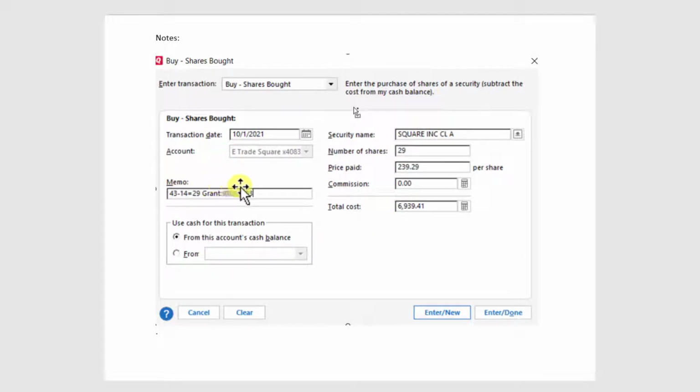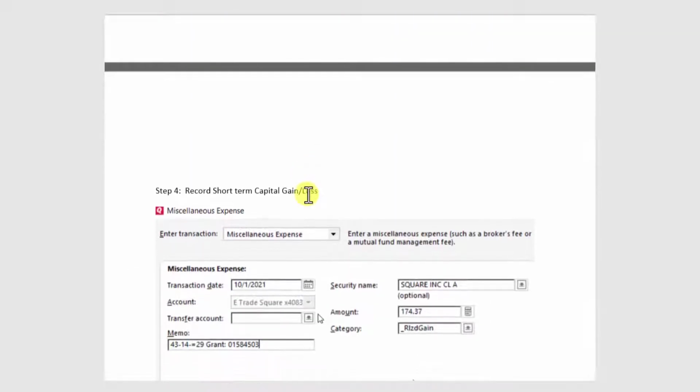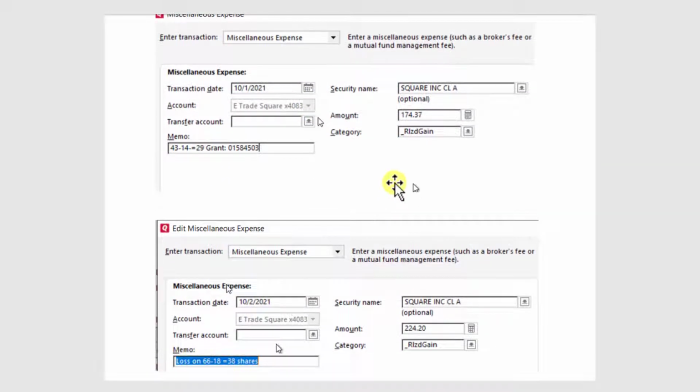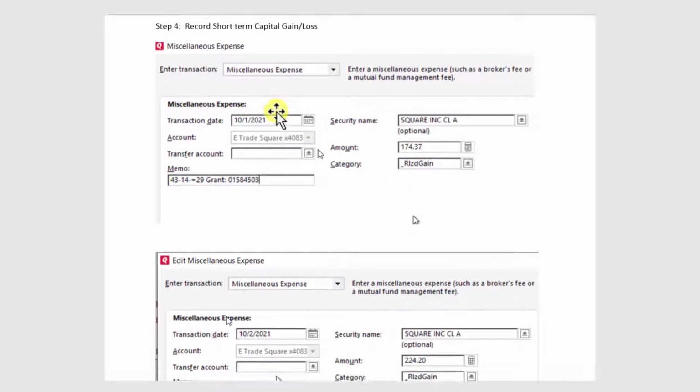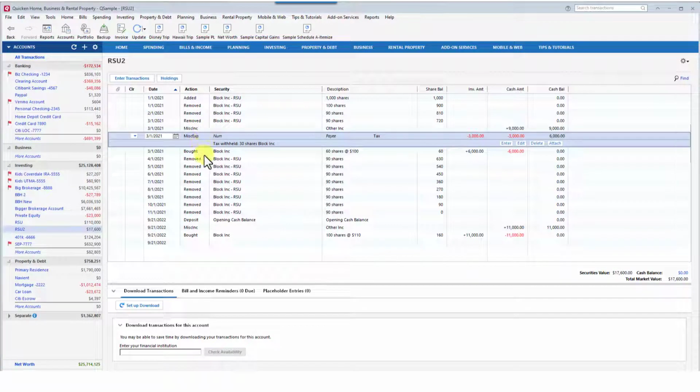And then I made very copious notes in all of the memos. See, here's the 43 minus the 29, and I always kept track of the grant number because the grants can be confusing. In the instances where I had that small realized gain or small realized loss, I had to use miscellaneous expenses and track it that way. So not a perfect world, so it's not always quite as simplistic as what we have here. So we just have to understand the big picture.